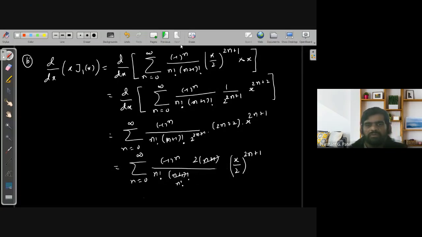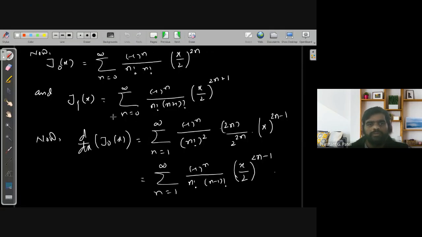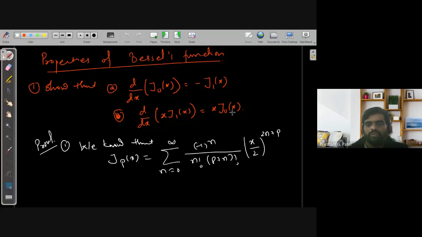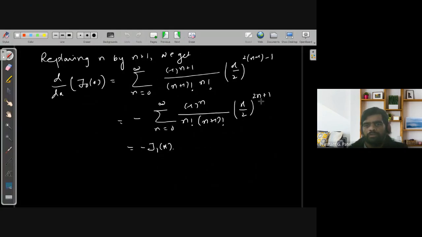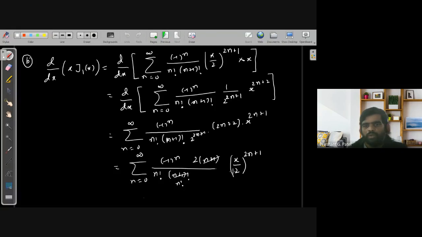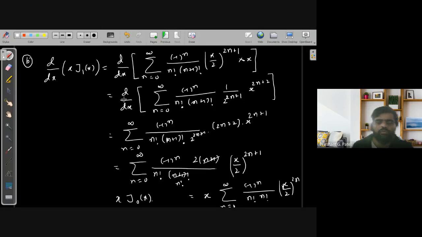So what I want to prove is this, that x into J0. J0 is this, minus 1 raised to n upon n factorial into n factorial, x by 2 power 2n. So that is 2n plus 1 is there. Yes, the 2 is cancelled with this 2. So we can write this down, and x I can take out. So that is summation n running from 0 to infinity minus 1 raised to n upon n factorial into n factorial, x by 2 power 2n. And this 2 is cancelled with this 2 here. So that's why we got x into J0 of x, which completes the proof of that.